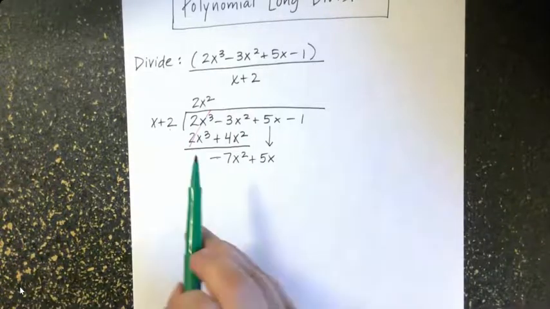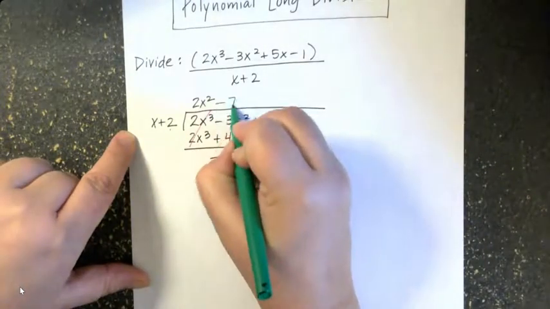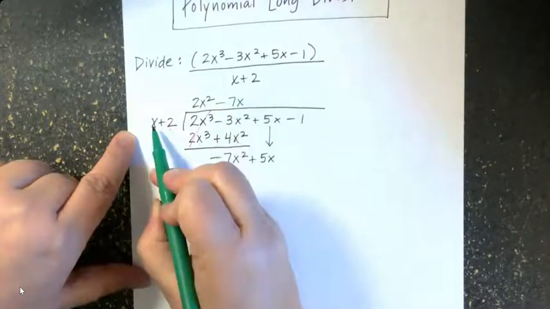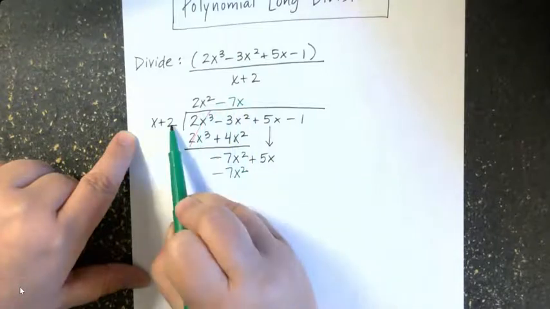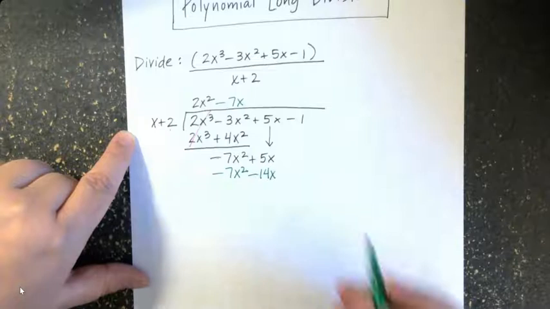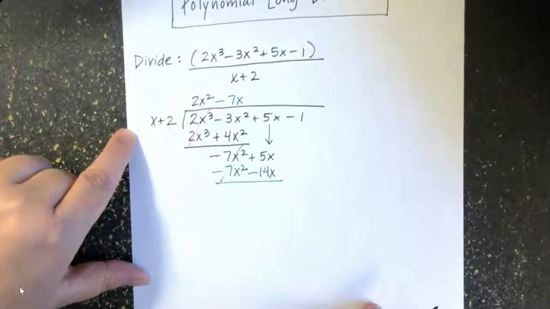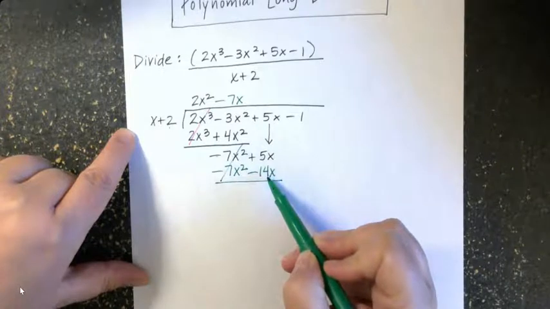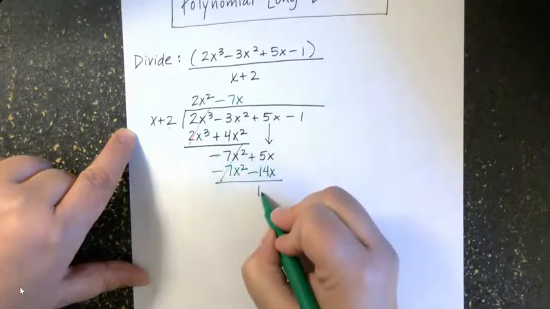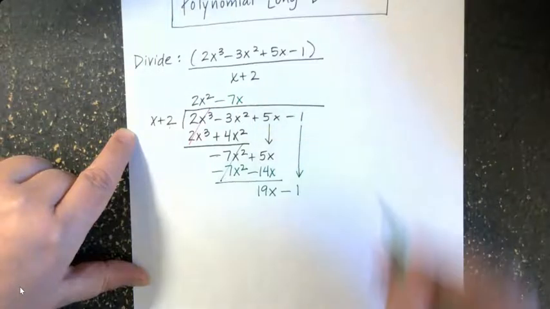All right, let's go ahead and finish it together. X times negative 7x would give me negative 7x squared. So negative 7x times x is negative 7x squared. Negative 7x times 2 gives me negative 14x. Now I'm ready to subtract. These go away because it makes a 0, 0x squared. And then 5 minus a negative. Minus a negative becomes plus. So 5 minus a negative 14 is 5 plus 14 is 19x. And again, I will bring down another term so that I have two terms on deck.